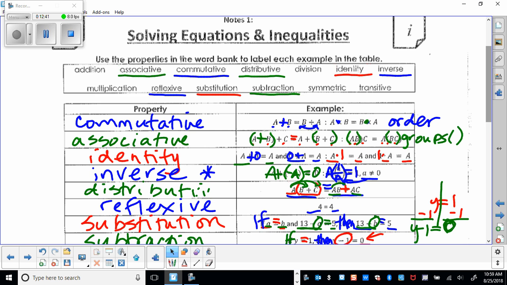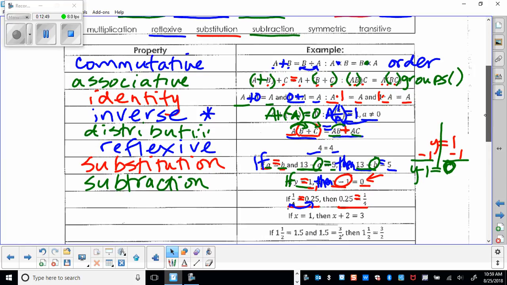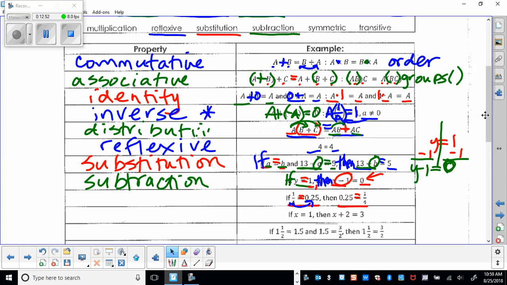So that's symmetric. It almost seems like it should be reflexive, but it's not reflexive because they're not exactly the same. They're flipped over. Symmetric means it's like looking in a mirror, flipped over. If you were to reflect over here, this would be here. That's why it seems like it could be reflexive, because this is a mirror.